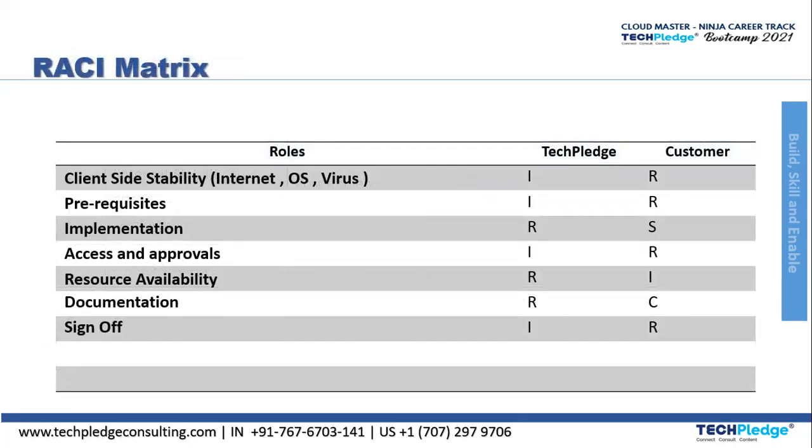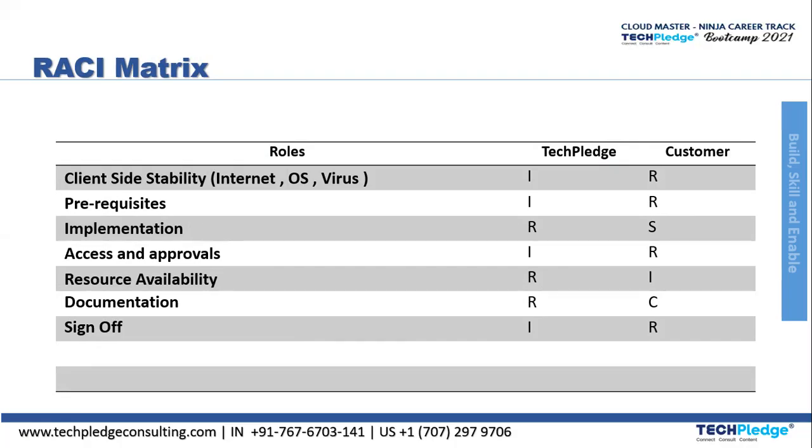Next is the RACI Matrix. So RACI stands for responsible, accountable, consulted, and informed matrix. So what roles are you going to see? Also there is an S we can take. S is for support. So what roles are here? Client side stability, which means considering the internet, operating system, viruses. We see here Techpledge is informed, but the responsibility is of the customer. So it's client side stability.